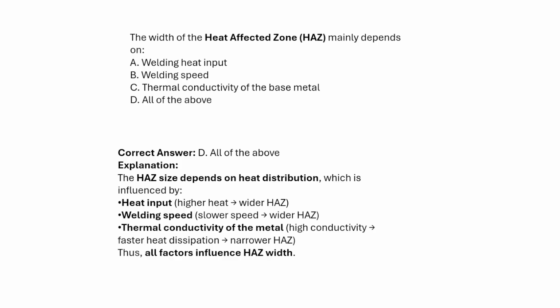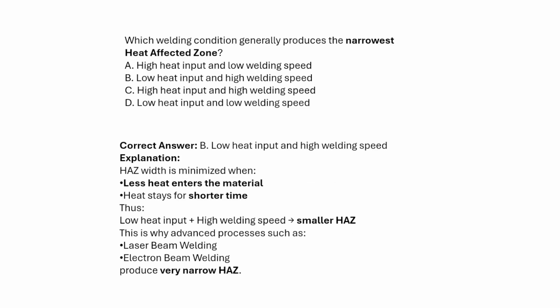The HAZ size depends on the heat distribution, which is influenced by heat input: higher heat input results in a larger HAZ. With high welding speed, a narrower HAZ; slower speed results in a wider HAZ. With higher thermal conductivity, there is faster dissipation and a narrow HAZ. So all the factors influence the HAZ width.